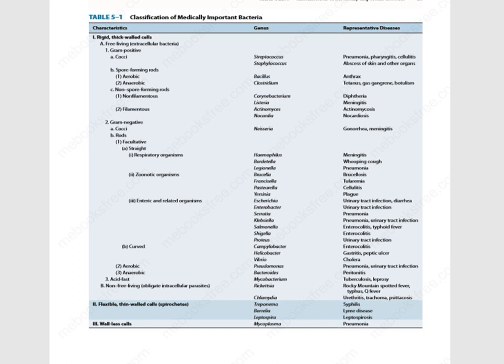Now in case of gram negative bacteria, we have cocci like genus Neisseria members like Neisseria gonorrhoeae and Neisseria meningitidis. Then we have the gram negative rods. Gram negative rods can be facultative ones, they can be aerobic and they can be anaerobic. So the facultative can be straight rods like the respiratory organisms, zoonotic organisms, and enteric and related organisms. That would be including all these examples that are in front of you.